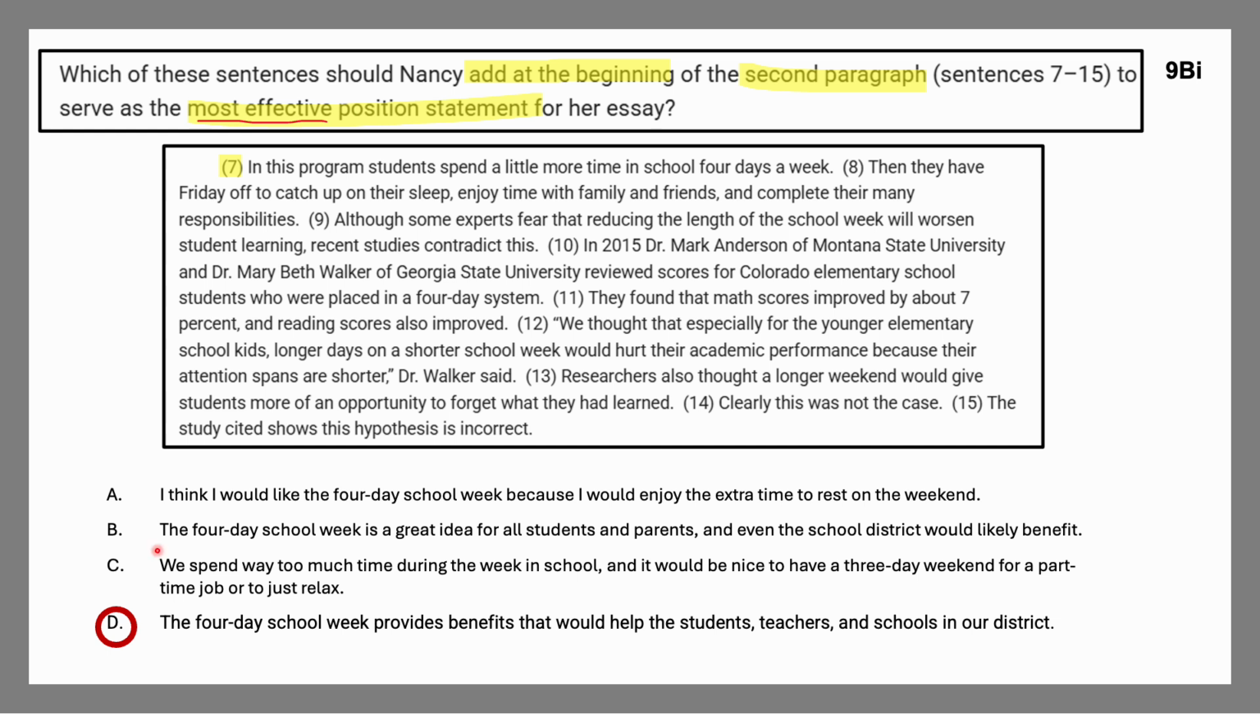So, A, I think I would like the 4-day school week because I would enjoy the extra time to rest on the weekend. If you're in my class, I would already tell you right off the bat, I don't want you to use first person. You should not put that as your position statement saying, I think. It's not very strong. You want something really solid. Instead of, I think I would like a 4-day school week, a 4-day school week should be implemented for a position statement. And that's my take on that. Do not use first person like that when you are making a position claim.